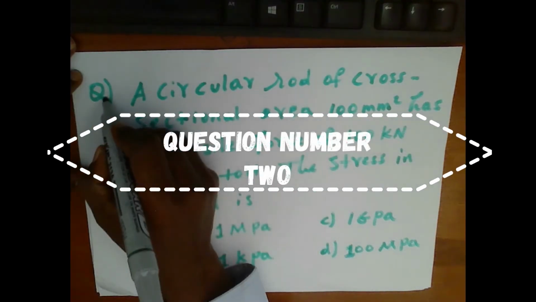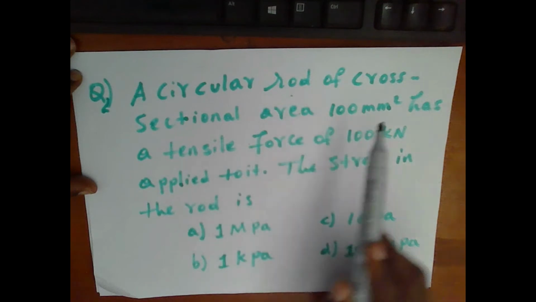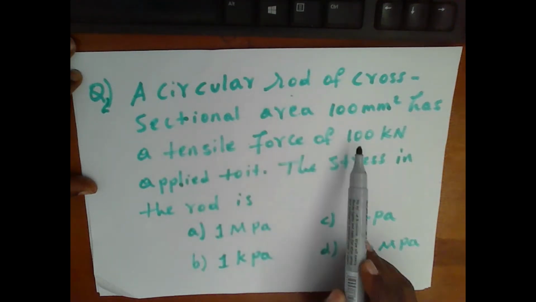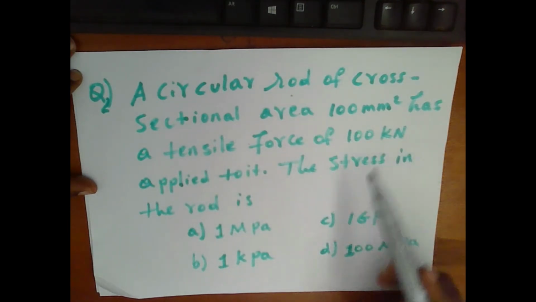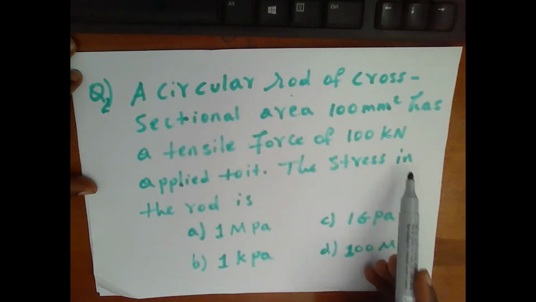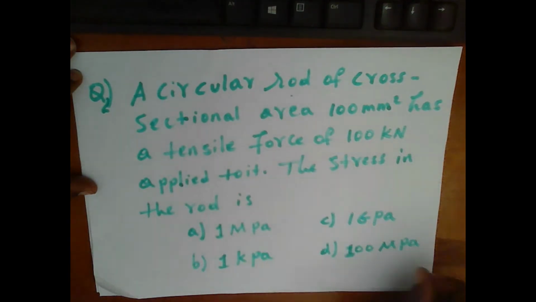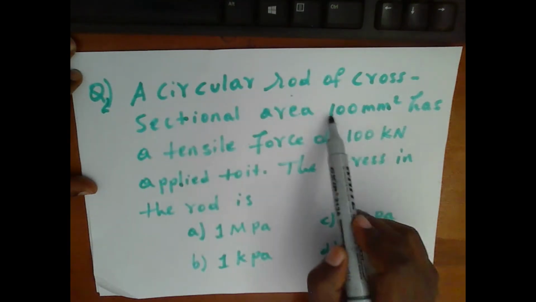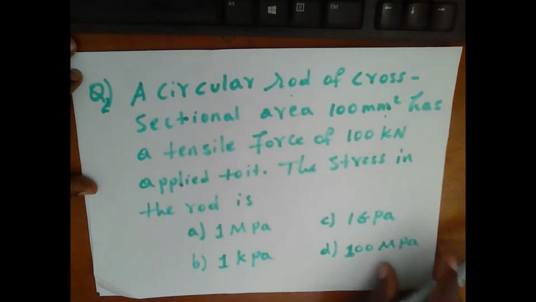The second question, number 2: a circular rod of cross-sectional area 100 millimeter square has a tensile force of 100 kilonewton, or 10 raised to 5 Newton, applied to it. So the stress in the rod is, and this is multiple choice, 1 megapascal, or 1 kilopascal, or 1 gigapascal, or 100 megapascal. Okay. And the area is given as 100 millimeter square, so we need to change this into meter square.